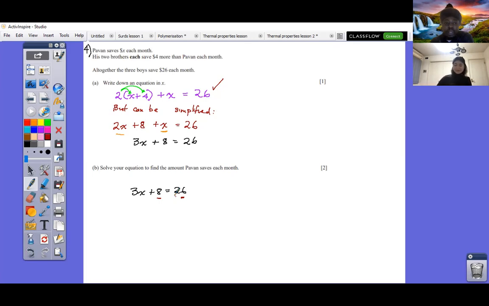Yeah, not to worry, we're building the skills. That's what we're doing here. All right. So you're right. Then you take this to the other side. Because it was a positive number here, it will then become a negative number at the other side. So now you get 3x equals 26 minus 8, which is 18. And so you get your x as 6. Okay, so x is the value of $6.